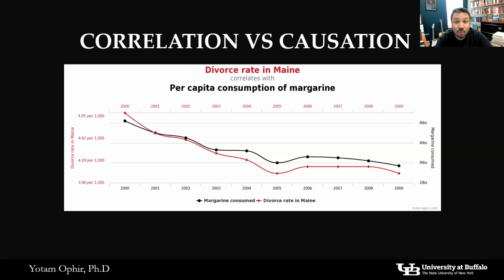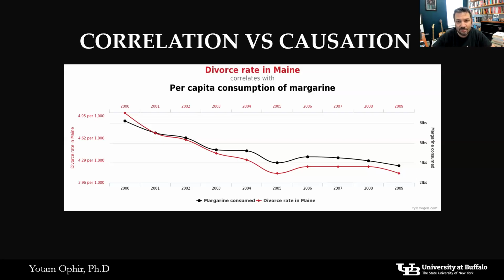For example, these are real graphs. The divorce rate in the state of Maine is almost perfectly correlated with the consumption of margarine. Now, we know that margarine is not good for us, although we thought it was good in the past, but it's hard to accept the idea that margarine is leading to divorce rates in the state of Maine specifically.